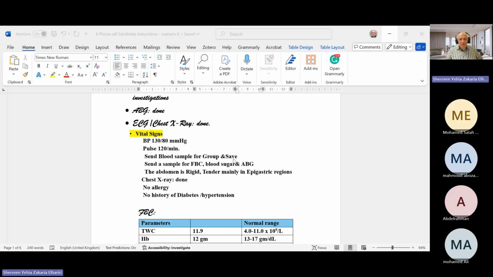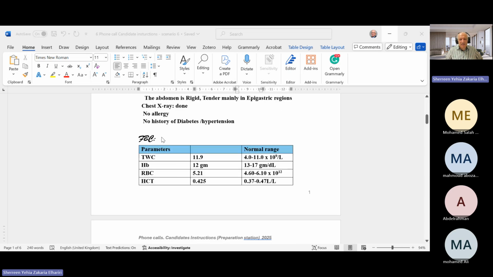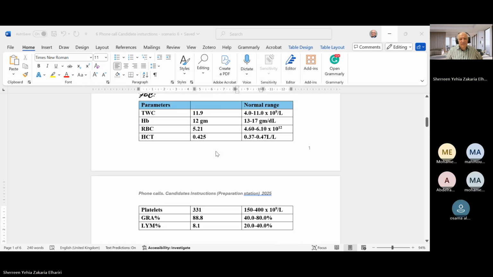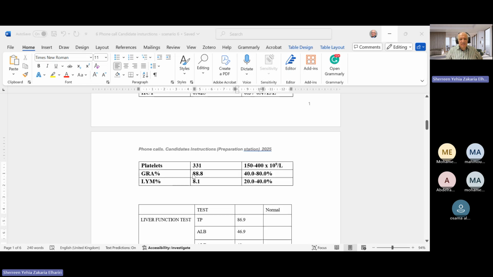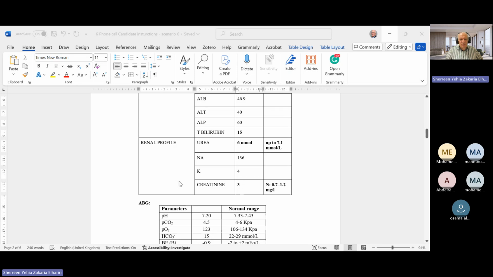Send the blood sample for group and save. Send the sample for full blood count, blood sugar, and arterial blood gases. The abdomen is rigid and tender, mainly in the epigastric region. X-ray is done, we show it below. No allergy, no history of diabetes or hypertension. Full blood count: white blood cells are 11, not so high. Hemoglobin is 12. Hematocrit, platelets, lymphocytes and liver function are normal.